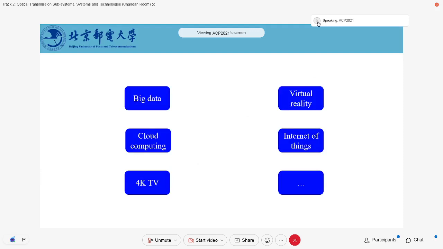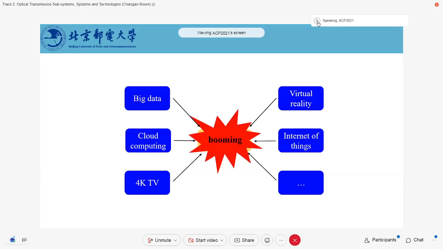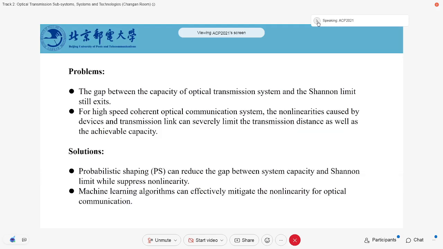Recently, some new services such as big data, cloud computing, 4K TV, virtual reality, Internet of Things, and so on. The development of these new services has led to an explosive growth of data traffic. Therefore, optical communication is developing towards high speed, long distance, and large capacity. In order to satisfy the ever increasing demand for transmission capacity, high-order quadrature amplitude modulation, coherent detection, and digital signal processing are applied in the optical transmission system.